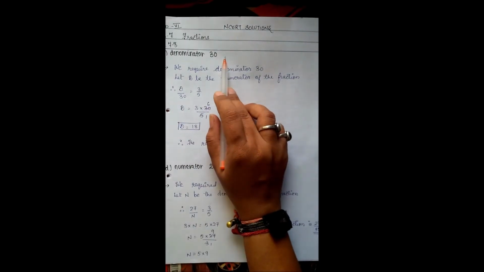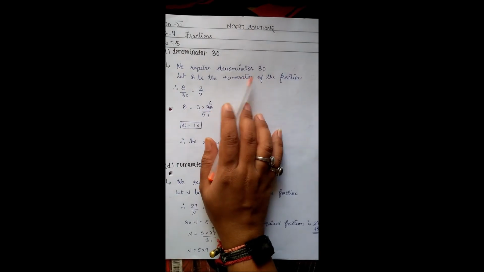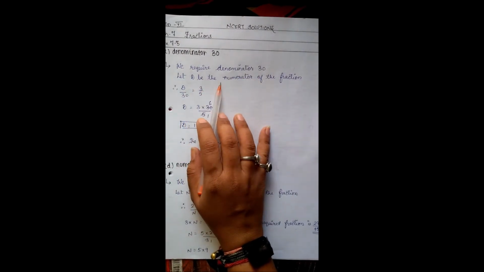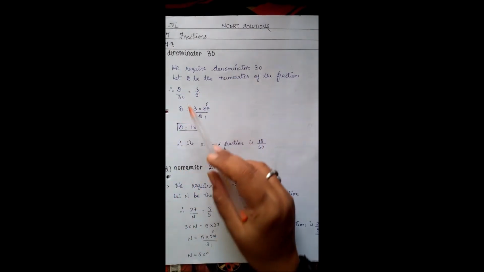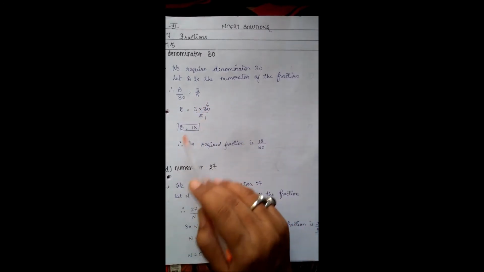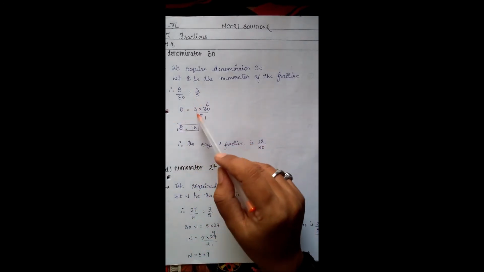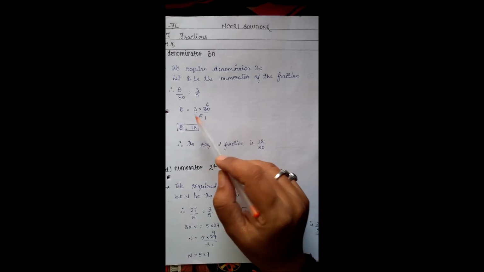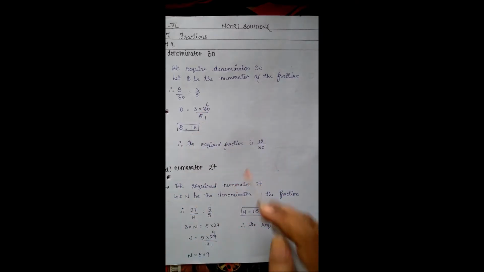Next, denominator 30. We require denominator 30. Let d be the numerator of the fraction. So d upon 30 equals to 3 upon 5. 30 we will bring up. So 3 into 30 upon 5. If we reduce it, it will become 18. So required fraction is 18 upon 30.